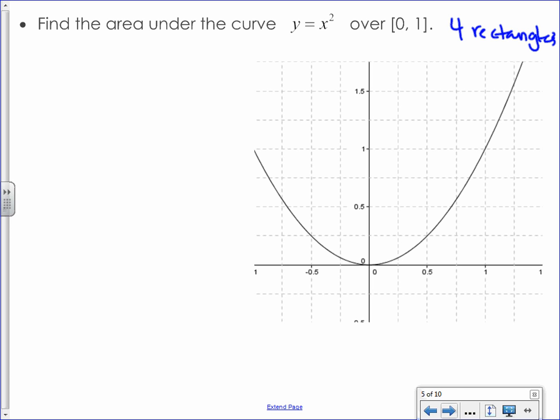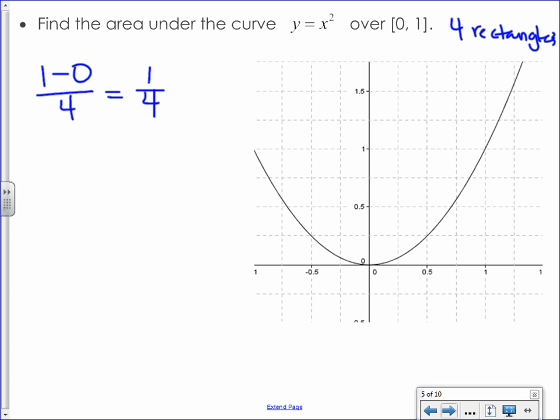Okay? So how do we find how wide our rectangles are? Divide 1 by 4. Why 1? Because that's how big the interval is. Okay, our interval is 1 in length. It's nice because it's 0 to 1. If it doesn't start at 0, how would you find the length? You can take b minus a, right? And divide it by n. So each of our rectangles are going to be 1/4 in width.